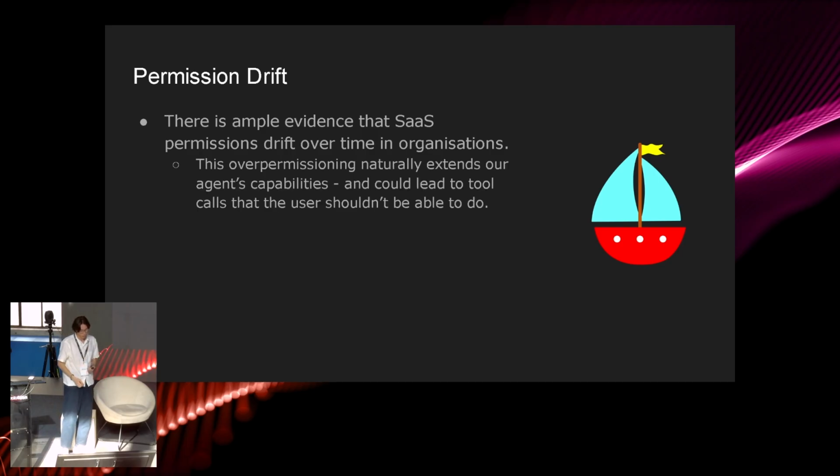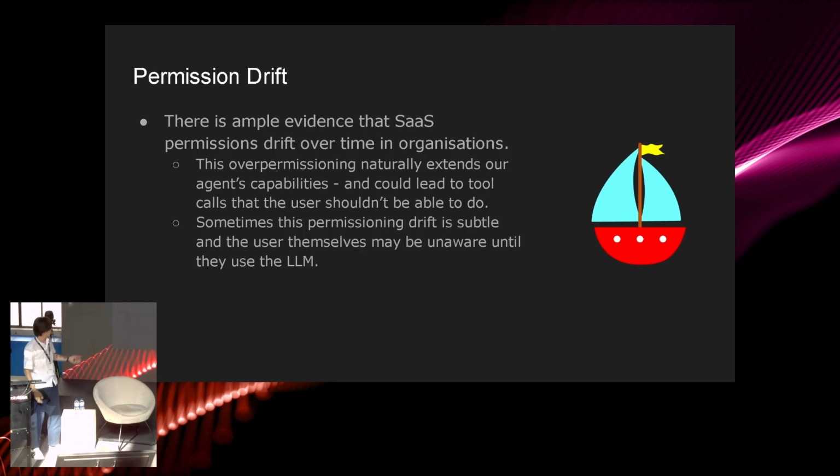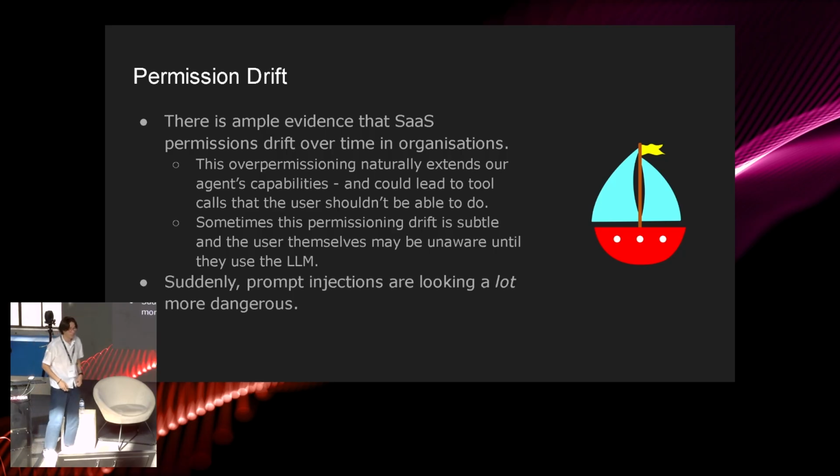But then you think about it: we're taking this person's now over-permissioned account and signing into the LLM's OAuth flow. Now the LLM also has this over-permissioned account. This could lead to tool calls that we shouldn't be able to do. Sometimes the permission drift is subtle, and users themselves don't realize they can do certain things, but that doesn't really matter to an attacker. If we're calling tool calls, then it's looking a lot more dangerous.